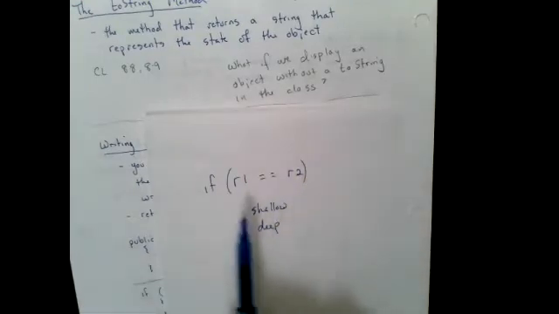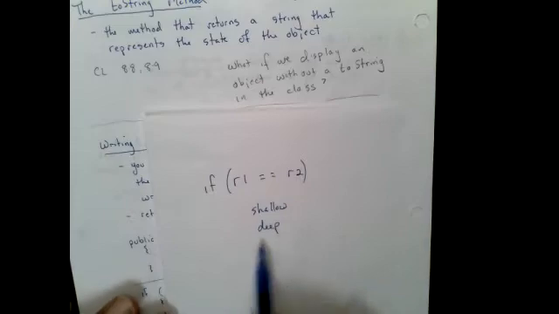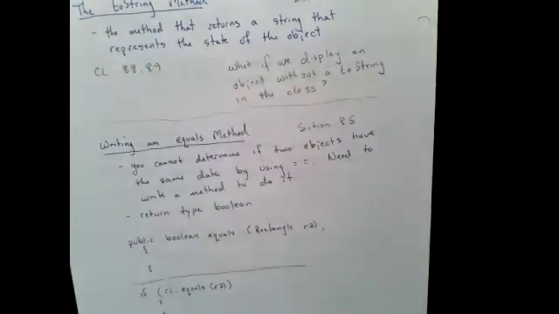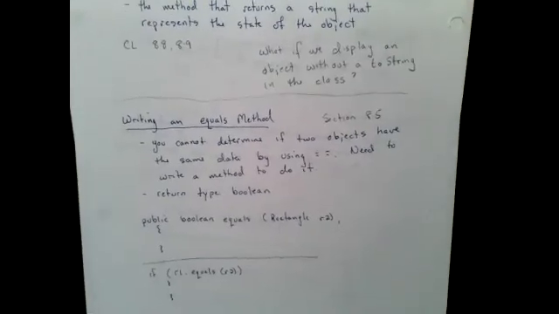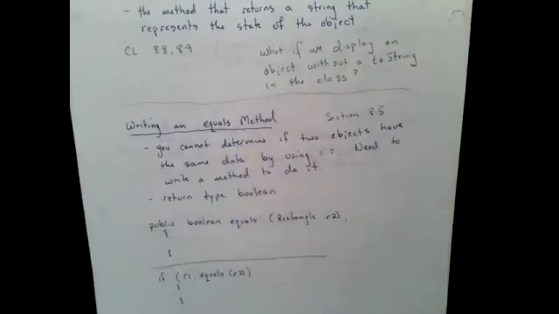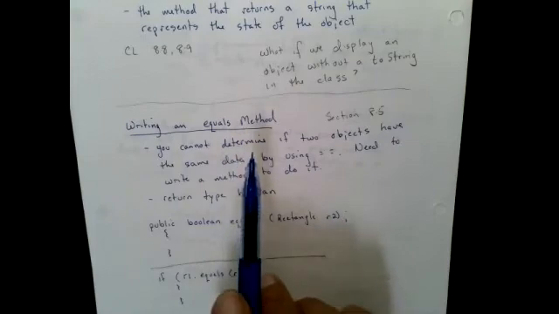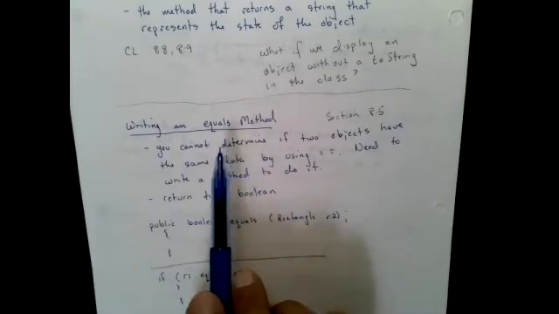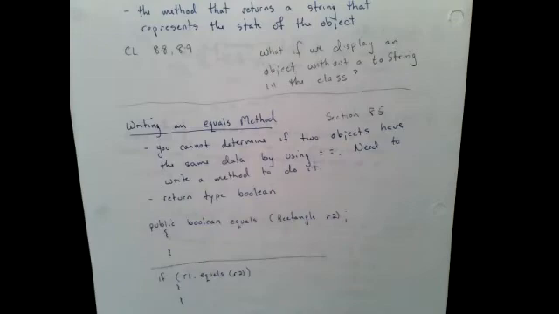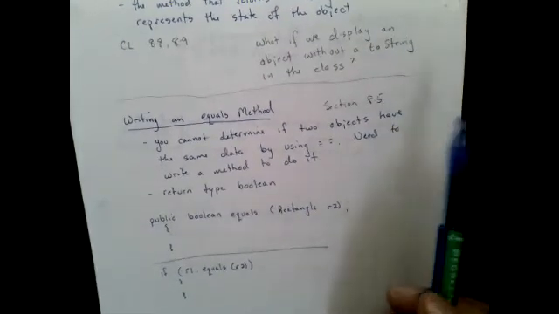Shallow would be I'm comparing the addresses. Deep would be going down and looking at all the fields. So if I wanted to include in my UML chart, in my class, a method that would allow me to compare 2 objects of that class, I would need to write something called an equals method. You could call it anything you want, but equals is kind of a standard, and I'm going to strongly recommend you do that.